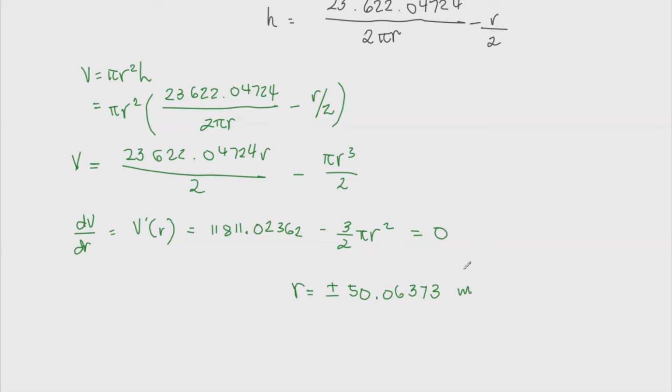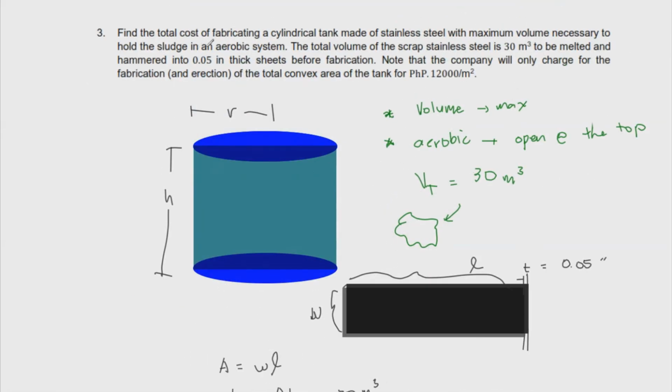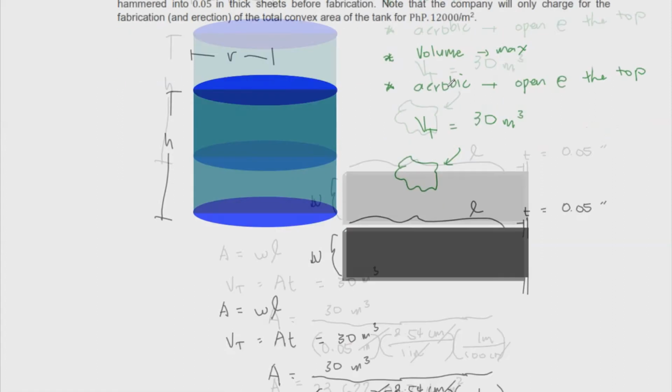Okay, so the next thing that we have to do is to select which is the correct answer, and for this, of course, the answer should be the positive one, so we'll only be considering the positive value. So that's our radius, and the question is the total cost of fabricating the cylindrical tank, and it says here that the company will only charge for the fabrication and erection of the total convex area of the tank for 1,200 per meter squared.